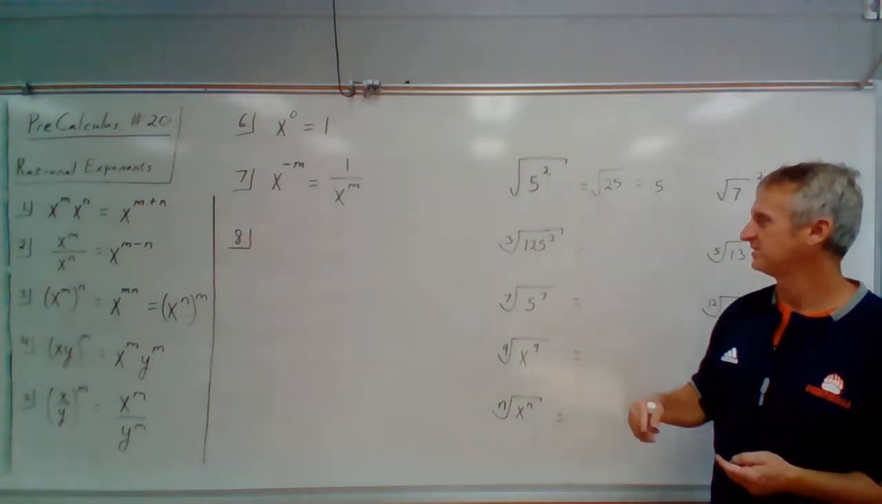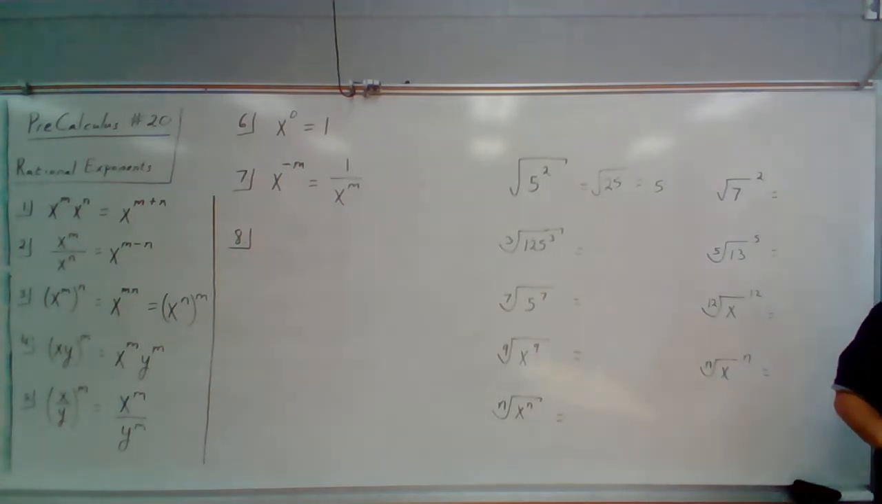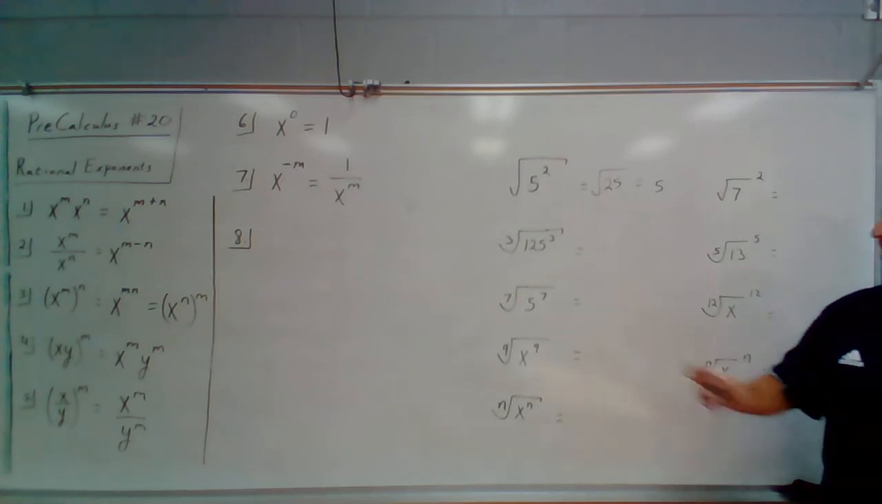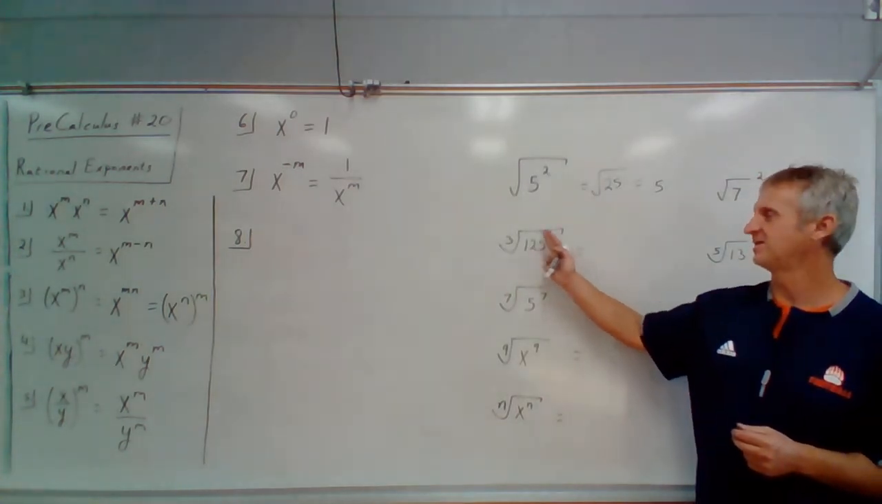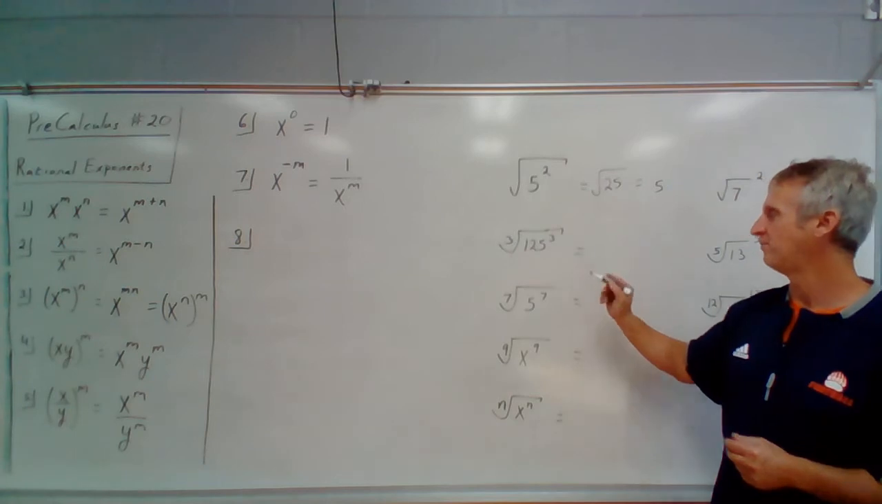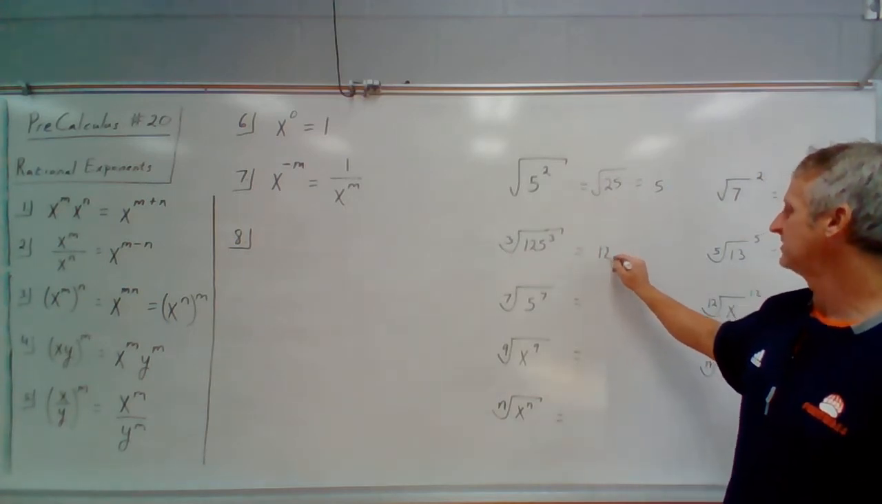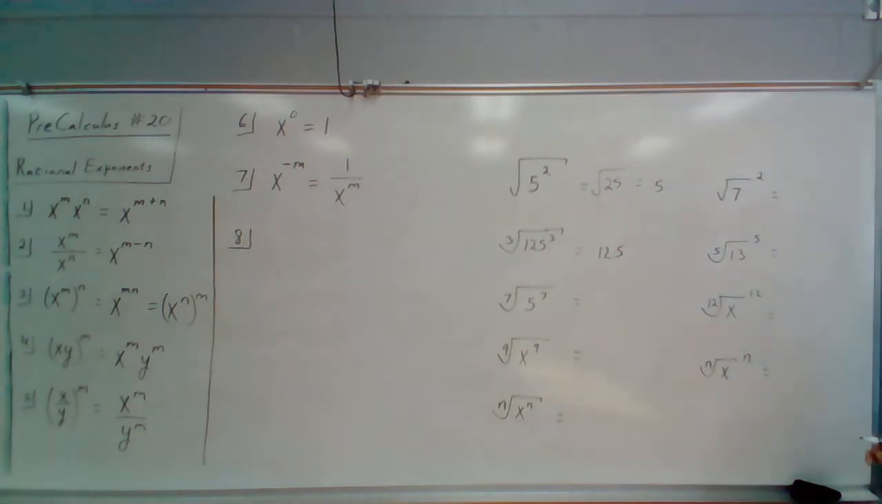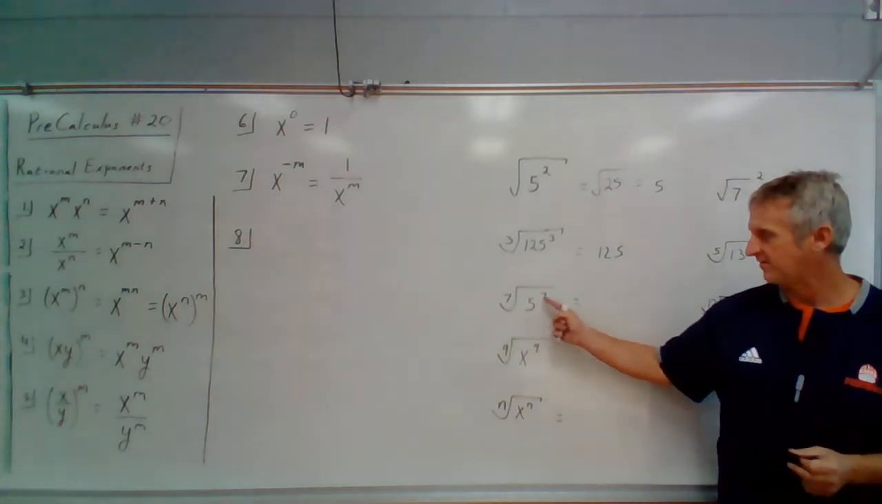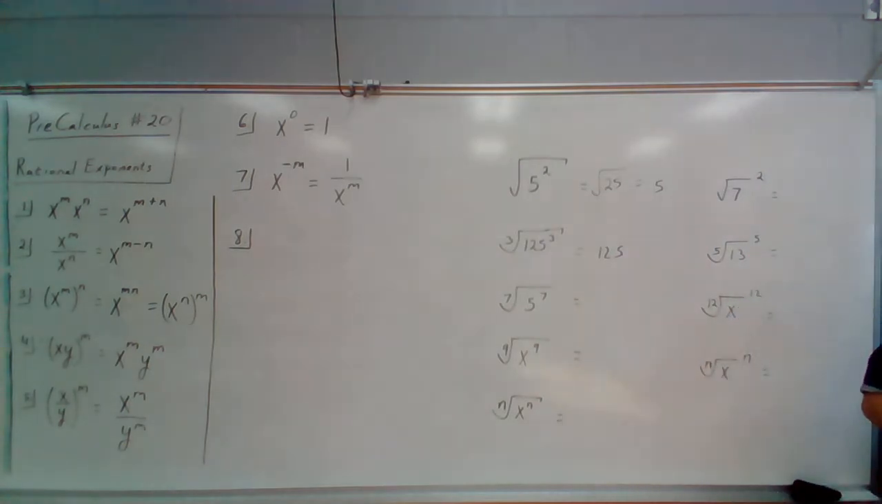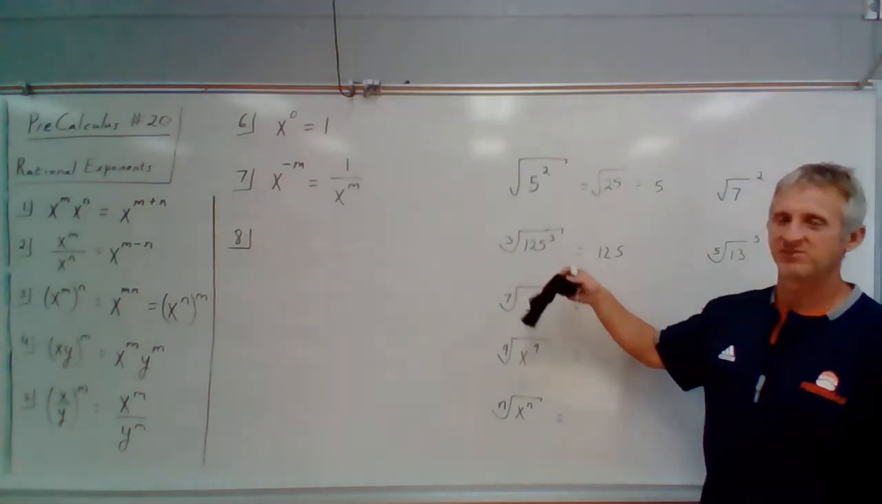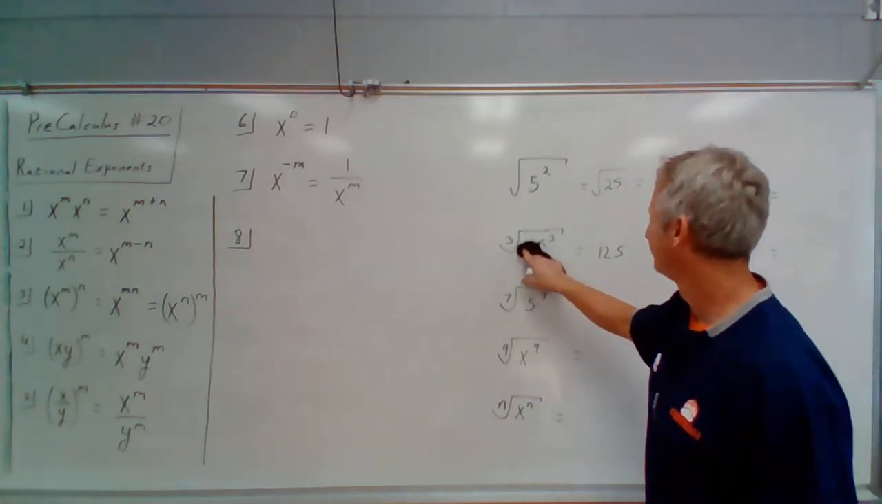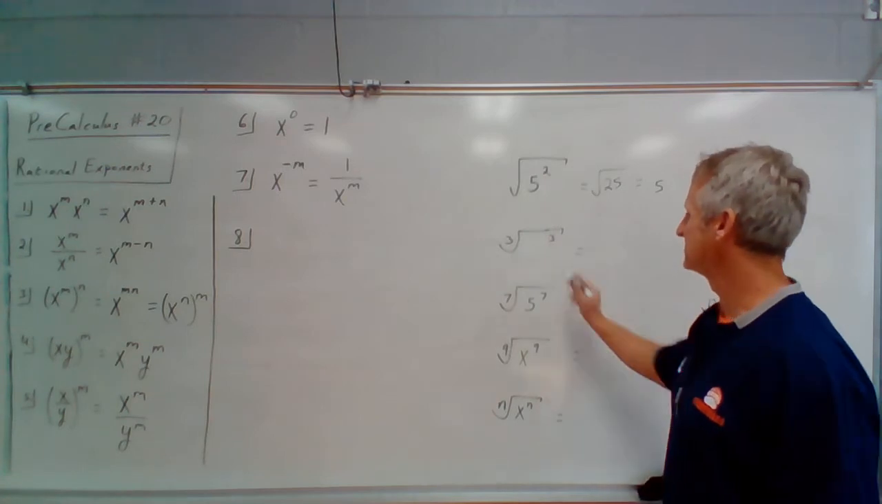So 125 to the third cubed. Well, 125 to the third is a really big number. I don't know what it is in my head. But if I cube that number and then I take the cube root of it, I get back where I started. I would get 125. I actually meant to use a little better example here, so let me change that for you.